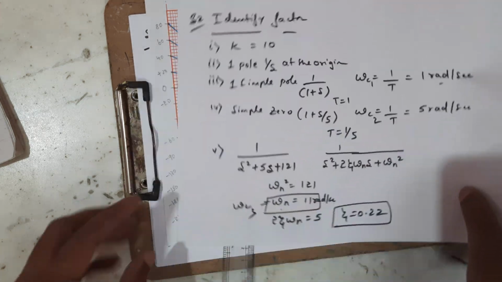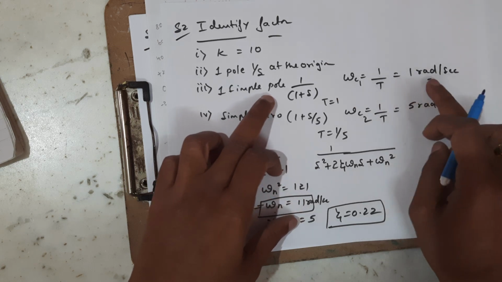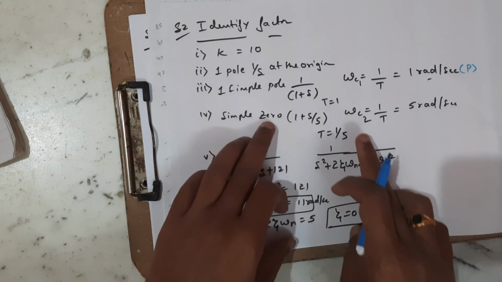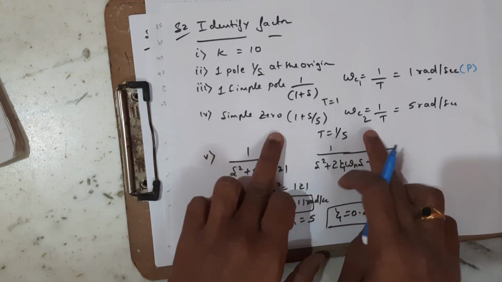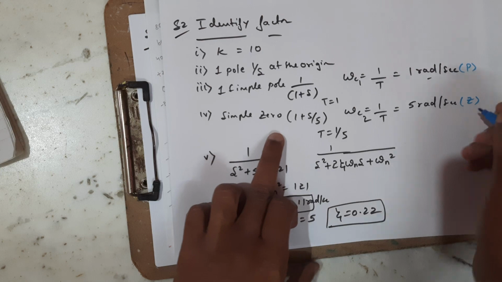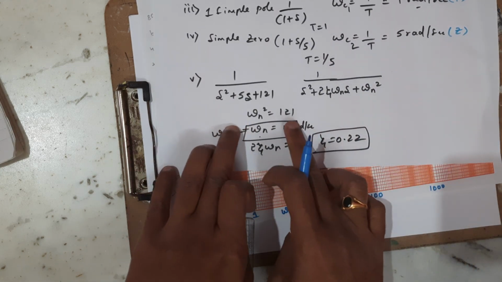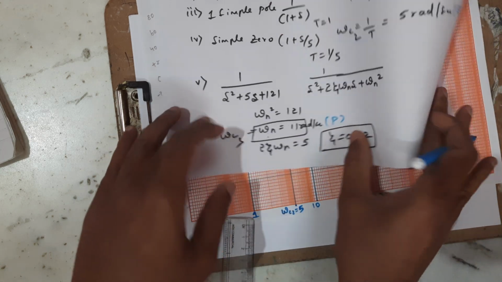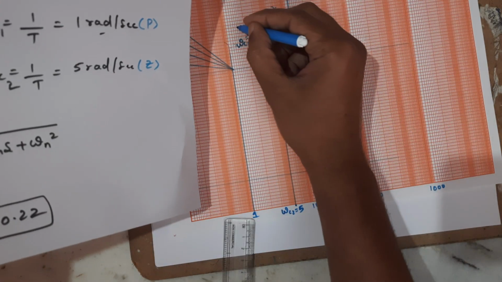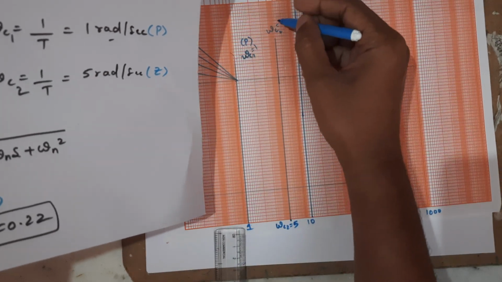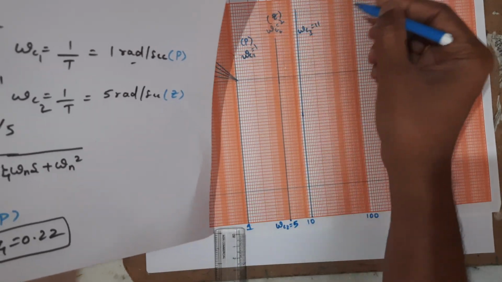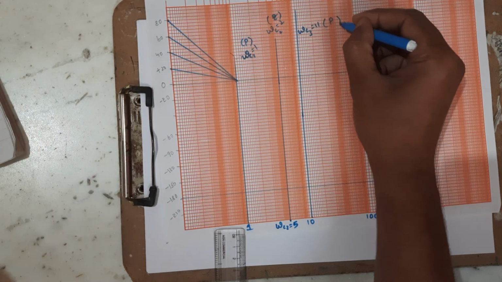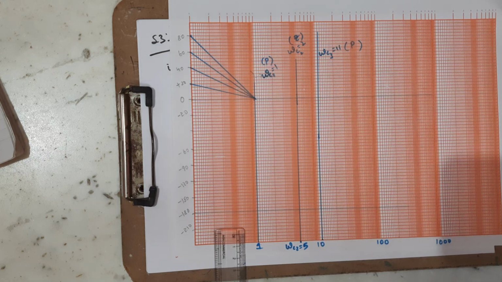And we should know, this 1 radian per second is due to the simple pole. Omega c2 is due to the simple zero, and omega c3 is due to the complex or quadratic pole. So this is very much important. Okay, so omega c1 is due to a pole, omega c2 is due to a zero, and omega c3 is due to a pole. This is very much important. You need to mark it.